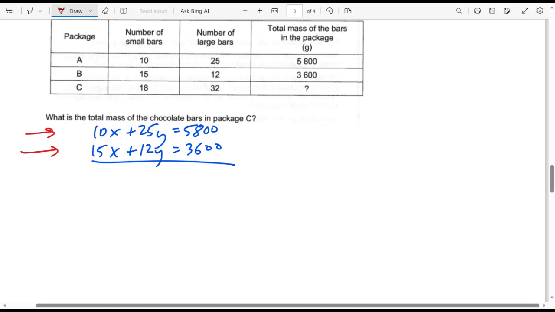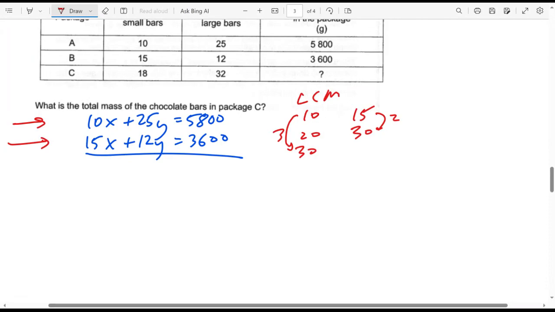So let's think about lowest common multiples of 10 and 15. So 10, 20, 30, 15, 30. Well, that's pretty easy. All I have to do is multiply this one by 3 and multiply this one by 2, and I'll end up with the same value. That makes sense for everybody? If you do that list, now I'm going to have this: this one by 3, this one by 2.